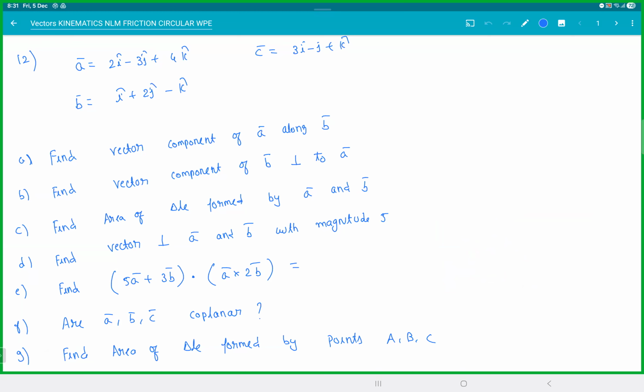Let's start off with this. Last time we did ray optics, today we'll be doing vectors, kinematics.